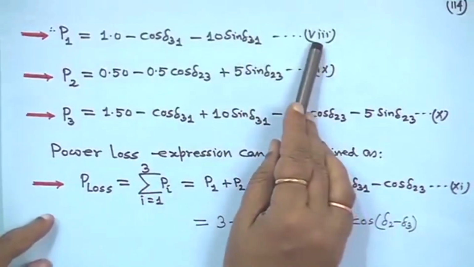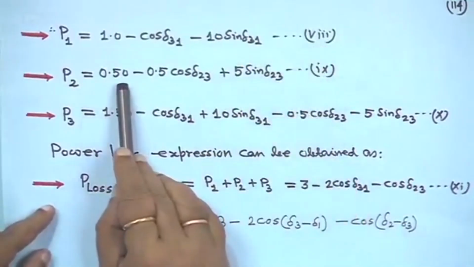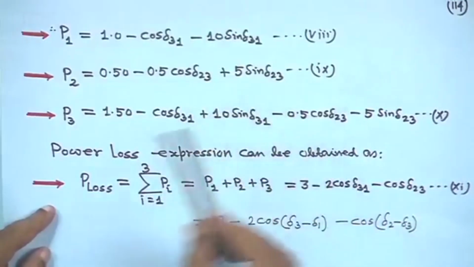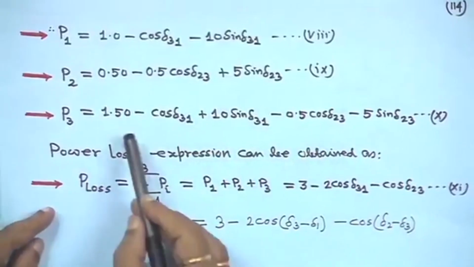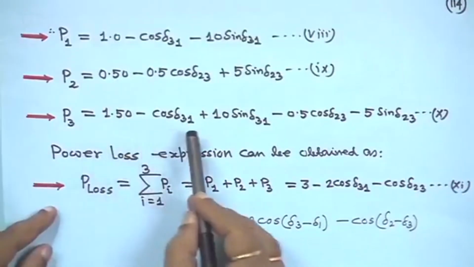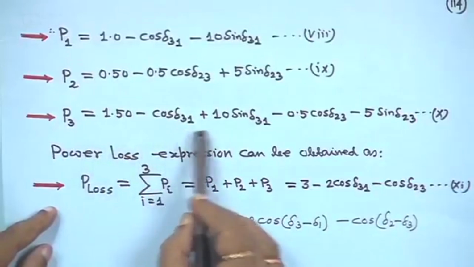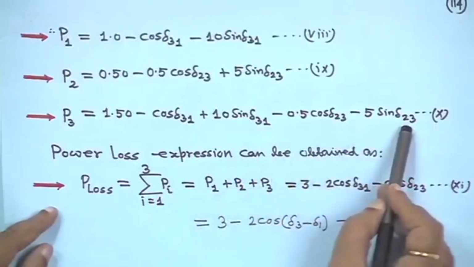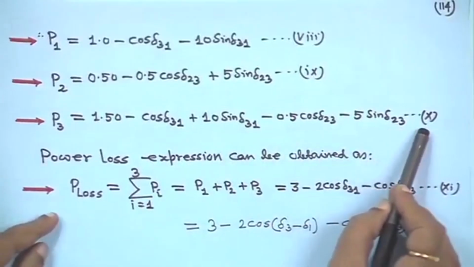this I have marked as equation 8. P 2 will be 0.5 minus 0.5 cosine delta 2 3 plus 5 sin delta 2 3, this is equation 9. Similarly, P 3 is equal to 1.5 minus cosine delta 3 1 plus 10 sin delta 3 1 minus 0.5 cosine delta 2 3 minus 5 sin delta 2 3. This is equation 10.